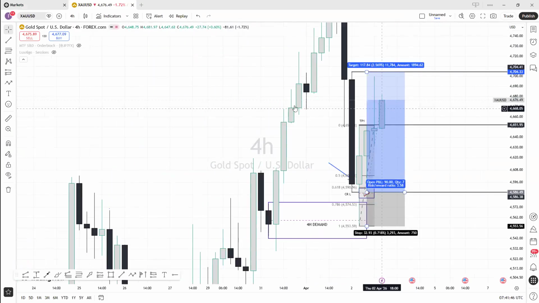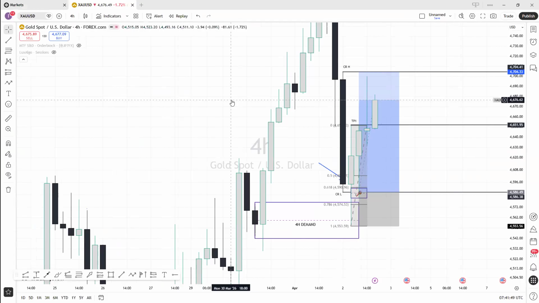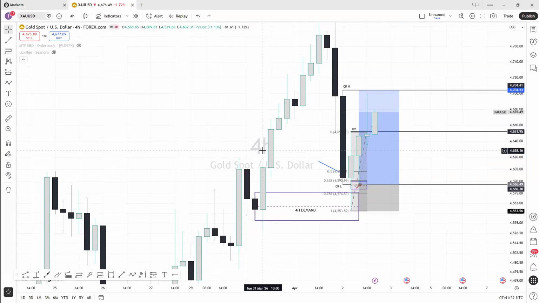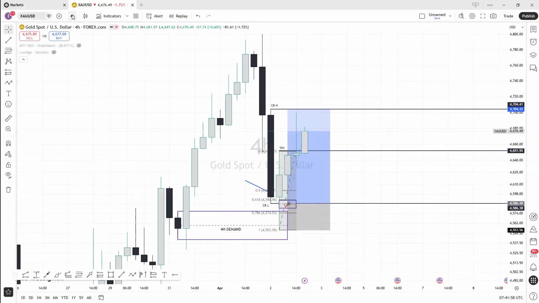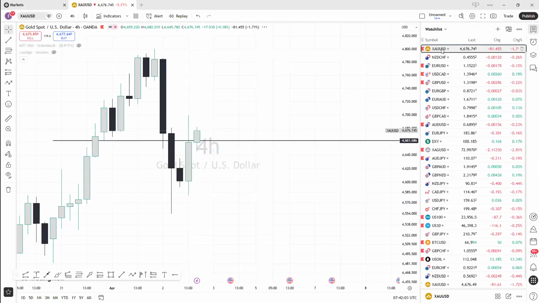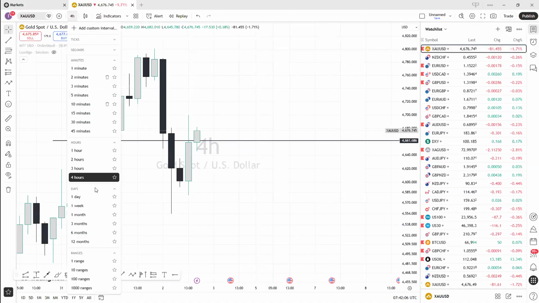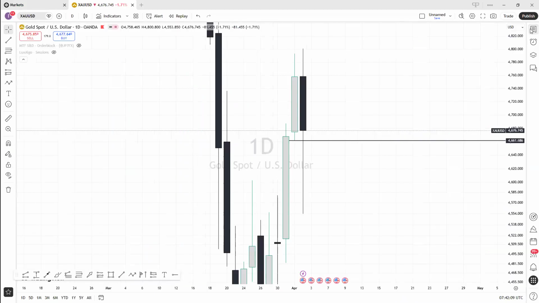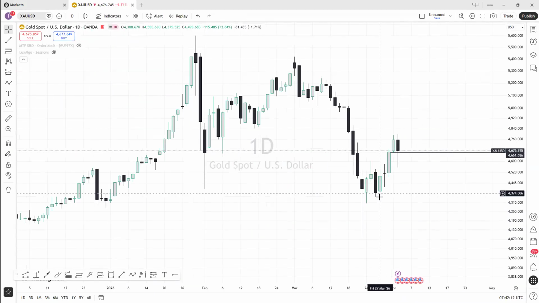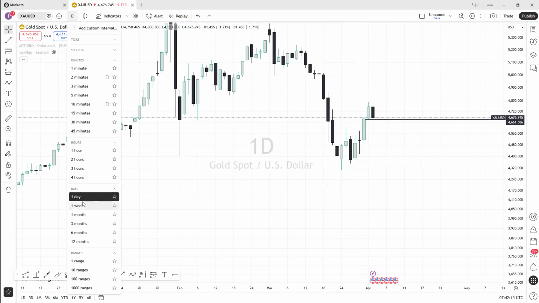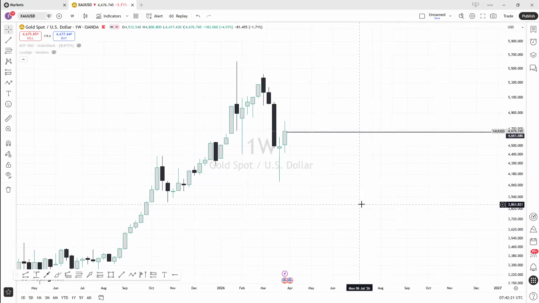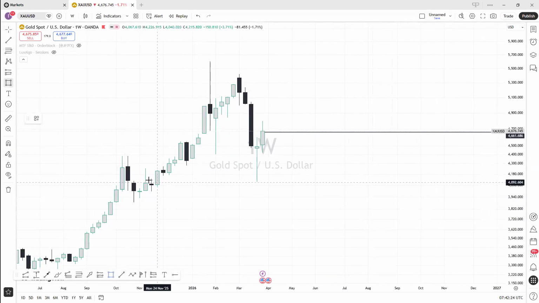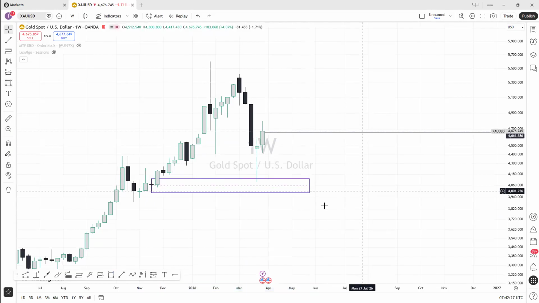TP2 is not yet reached. So let us reanalyze it for next week so we can get a clear picture of what is next on gold. Let us start with the higher time frames, the weekly time frame to get the weekly bias and all of that. From the weekly time frame, as we analyzed in the last video, price reacted on that weekly extreme demand.